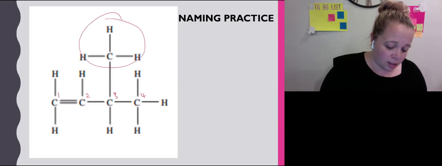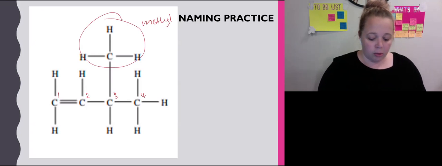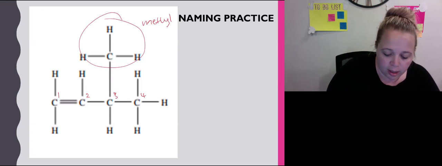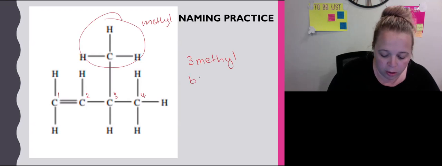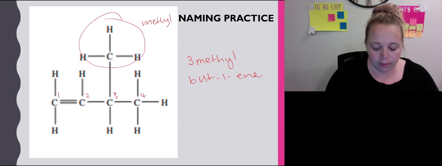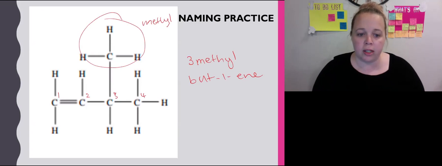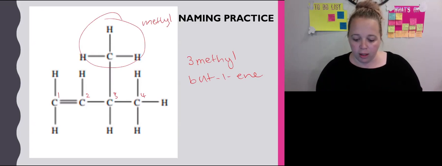I can see that there's a side group up here. It's a methyl side group. So what we end up with is 3 methyl but 1 ene. Yeah, because we've got a double bond, so it's an ene, and there's a 3 methyl in there as well.